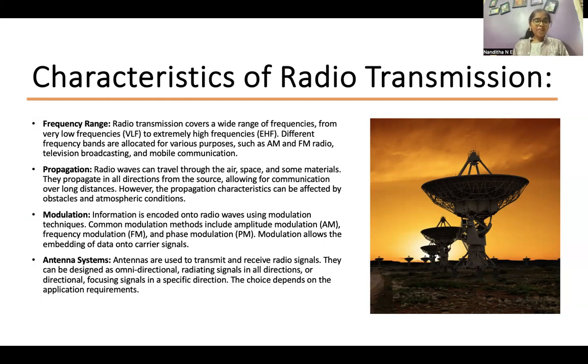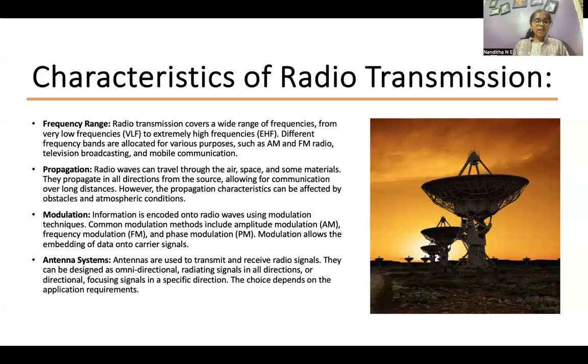Modulation. Information is encoded on radio waves using modulation techniques. Common modulation methods include amplitude modulation (AM), frequency modulation (FM), and phase modulation (PM). Modulation allows the embedding of data onto carrier signals.